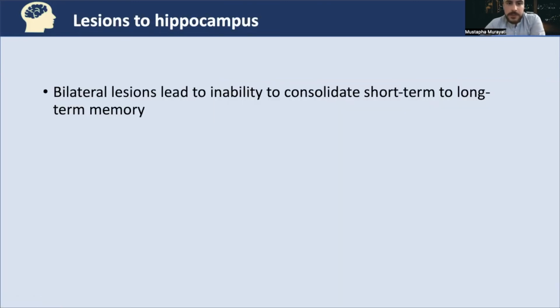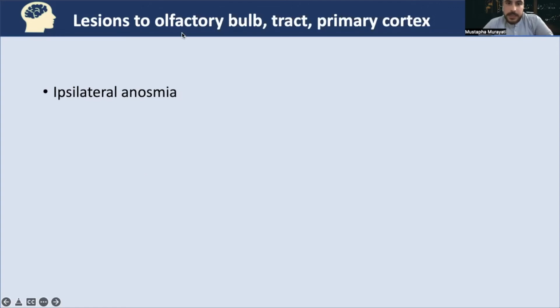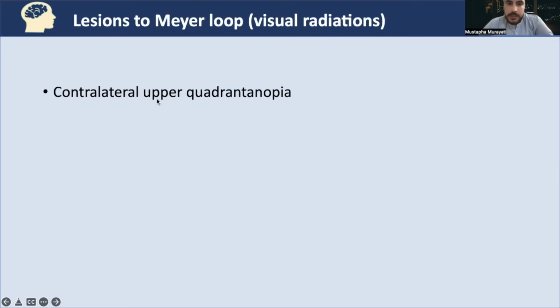In the hippocampus, its main function is memory, so a lesion may affect memory. In the amygdala, we have Klüver-Bucy syndrome: hyperphagia, hypersexuality, and visual agnosia. In the olfactory bulb and tract, the primary cortex for olfaction, we have ipsilateral anosmia if we have a lesion there.